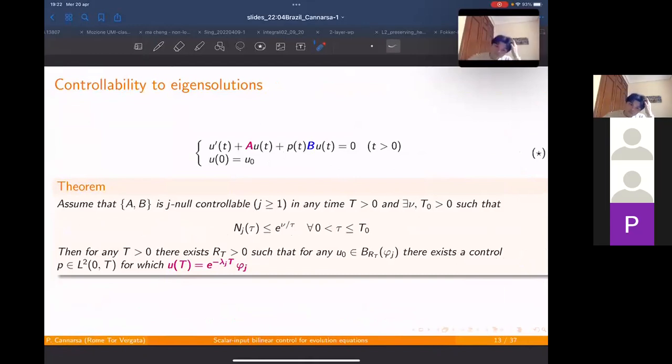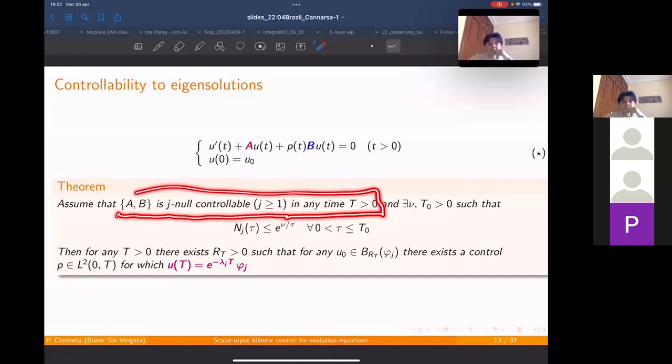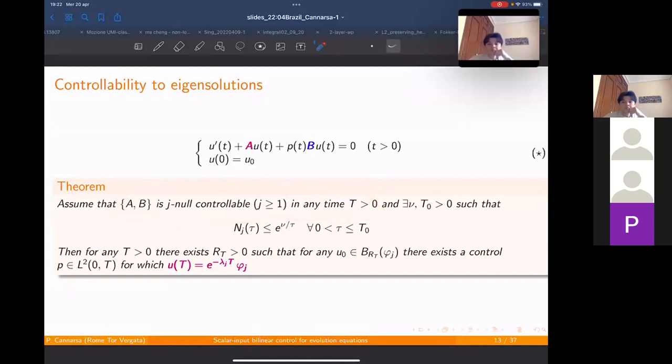It says that suppose you have a pair which is J-null controllable in any time T, in any positive time. And suppose that the control cost can be bounded in this way. It blows up as time tau goes to 0, where tau is in some fixed interval, but at an exponential rate, exponential of 1 over tau.